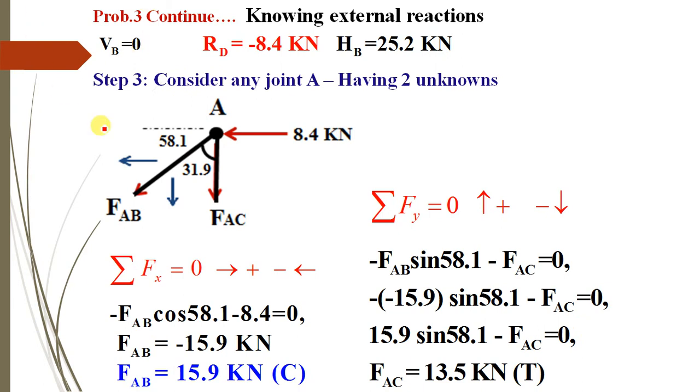Now external reactions are known to us. VB is known to us, RD is known to us, HB is known to us. Now consider the joint A, free body diagram of joint A. All the angles we have already found out. Then again apply the condition of equilibrium.